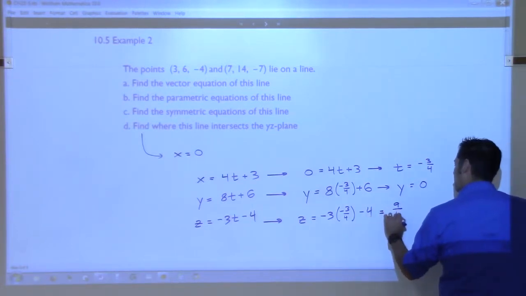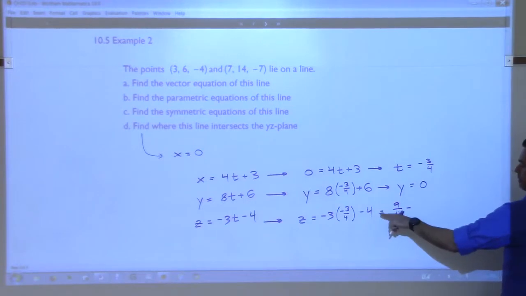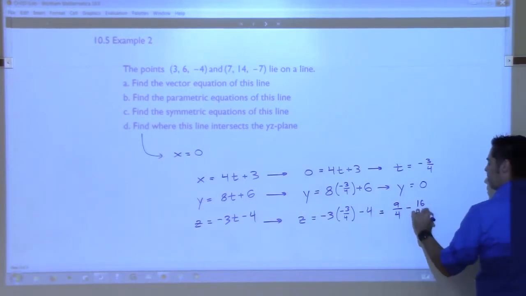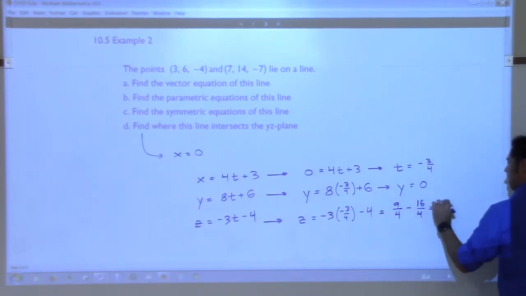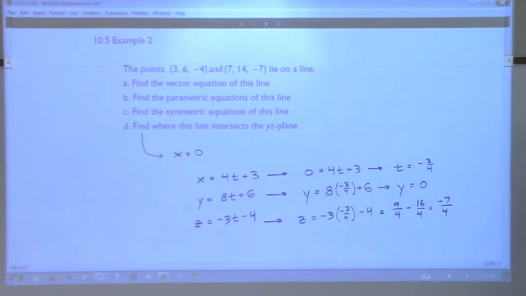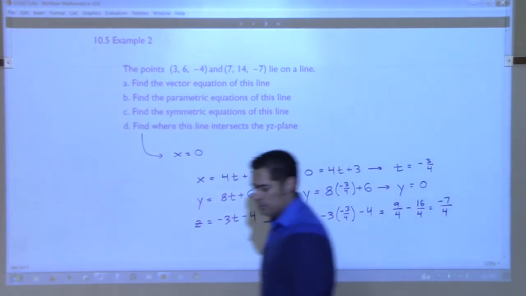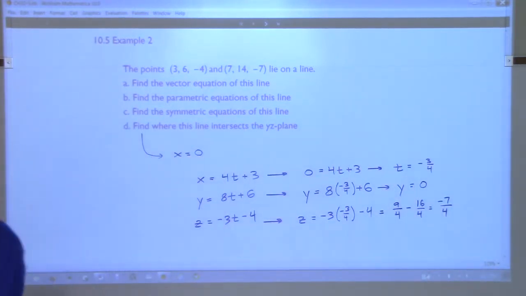9/4 minus 4, which is the same as 16/4. So negative 7/4, yes. All right. So what's my answer? 0, 0, negative 7/4. So our answer is a point, right?